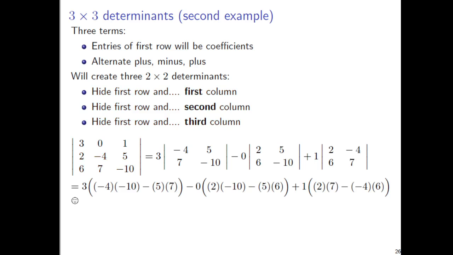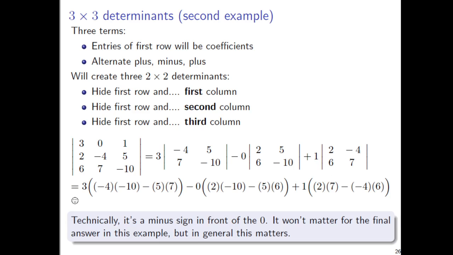And then if we do the computations of the three individual 2 by 2 determinants, you get an expression that looks like this. Technically it is a minus sign in front of the zero, from this idea of alternating plus, minus, plus. But because it's going to be 0 times whatever, it's not going to matter. So in this case it drops out, but technically it is a minus in front of the zero. Had we not had a zero here, if this had been a different number, like a 28 or a -5 or whatever, you still need a minus sign. So let's say this number 0 instead had been a -5, then it'd be a minus -5 here instead.